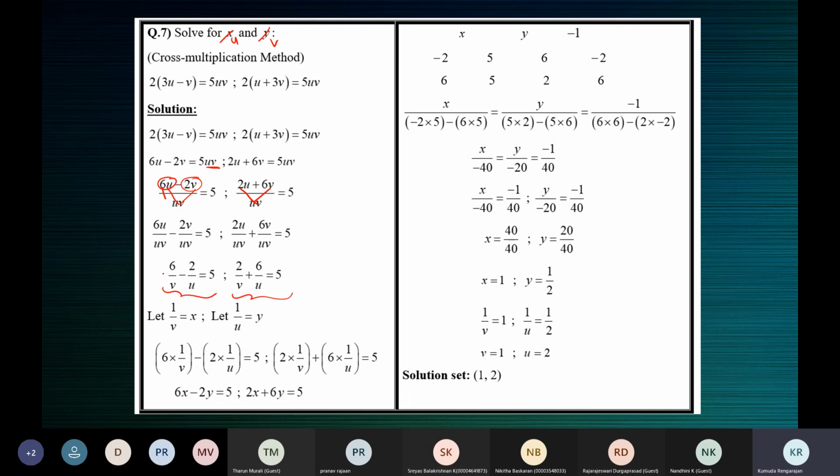Let 1 by V be X, let 1 by U be Y, and you know how to write this. So get the two equations in X and Y. Solve using the cross multiplication method because it's mentioned. Otherwise, you can use any method. So here, since it's mentioned cross multiplication method, use that method, find the values of X and Y, and hence find the values of U and V.